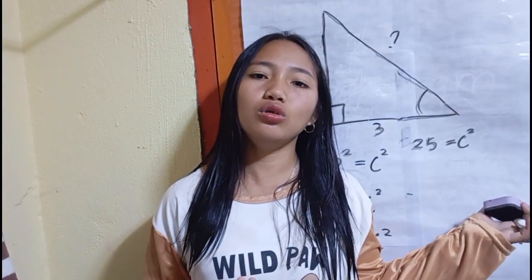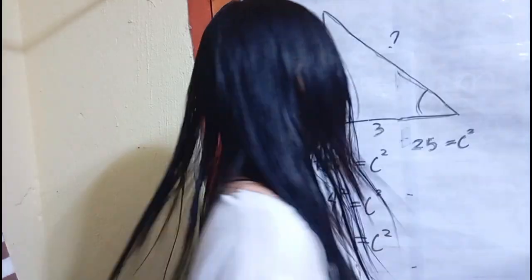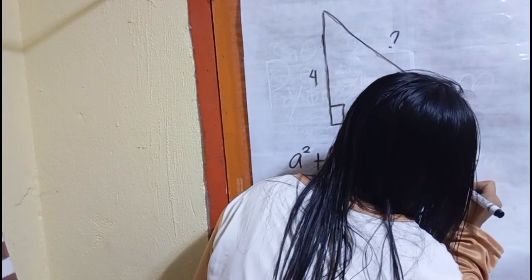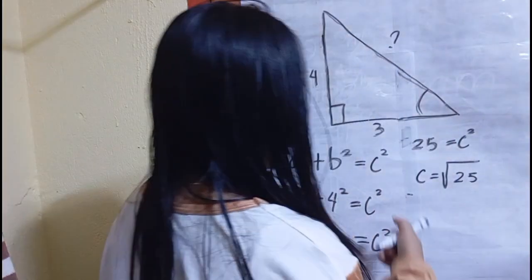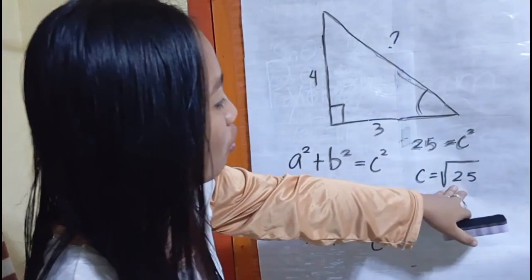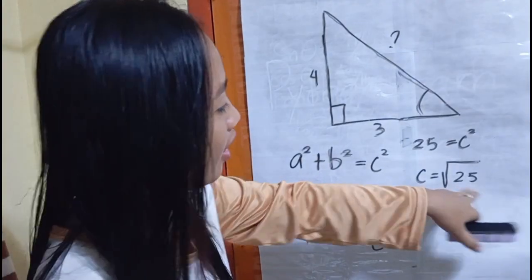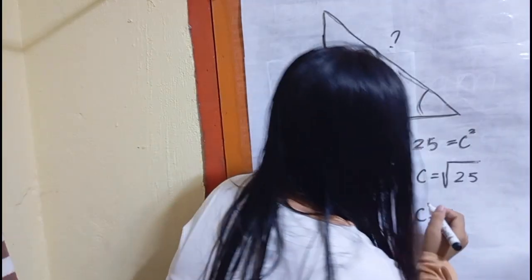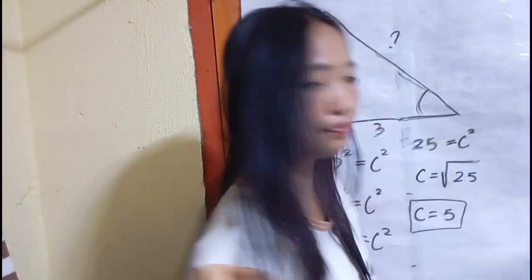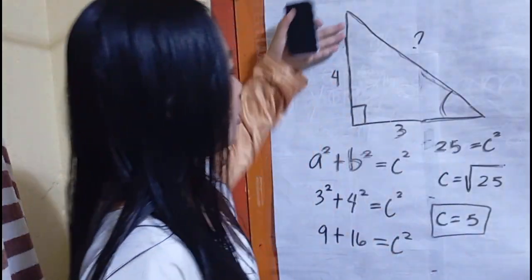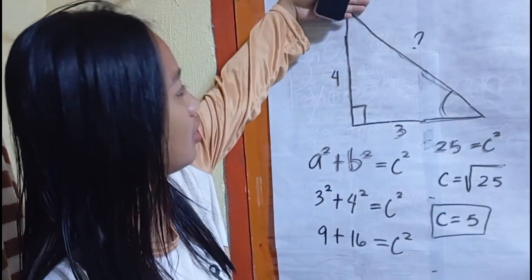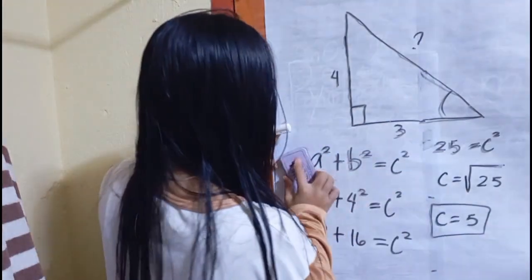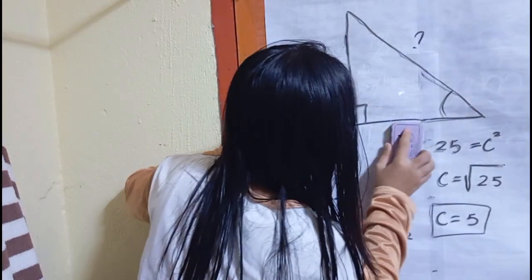Take the square root of both sides in order to get c. So c is equal to the square root of 25. In order to get the hypotenuse, we need to get the square root of 25. So, c is equal to 5. This is our hypotenuse. Since our example was all about finding a hypotenuse, let's make a new example for finding a leg, the shorter side that is not the hypotenuse.